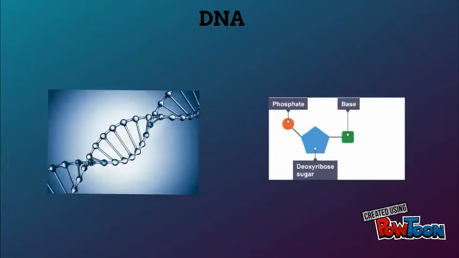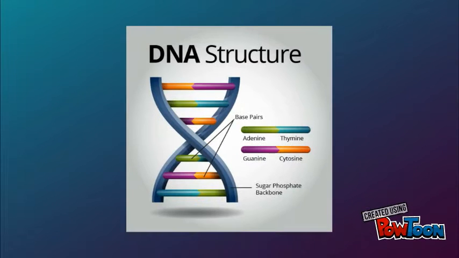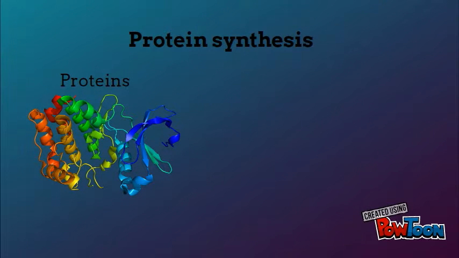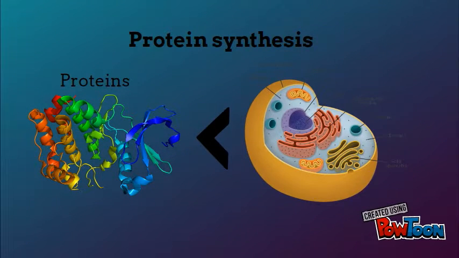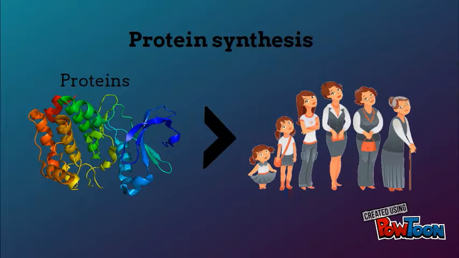There are 4 bases called adenine, guanine, cytosine, and thymine, and they pair in the DNA's double helix in this order: guanine with cytosine and thymine with adenine. The DNA is very important for the synthesis of proteins in each cell. Proteins play a fundamental role in growth and development and perform specific functions in the body of each organism.